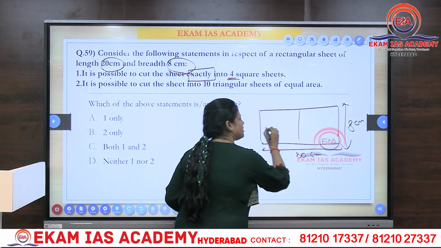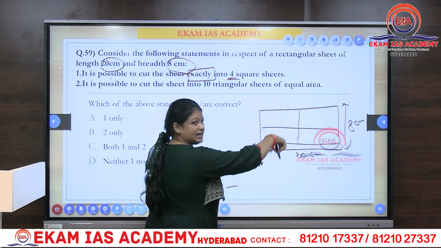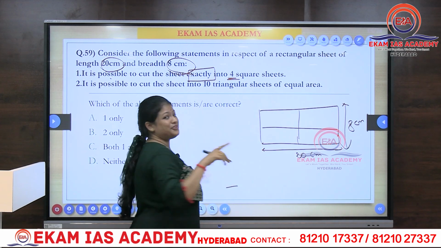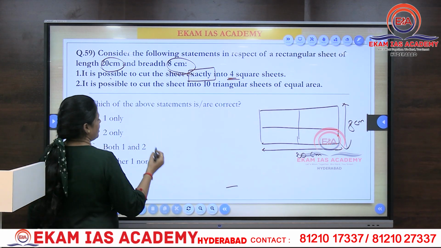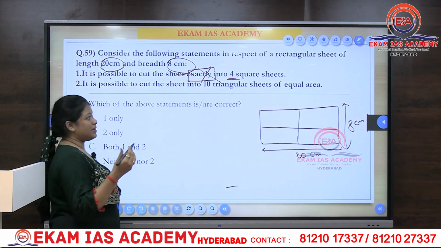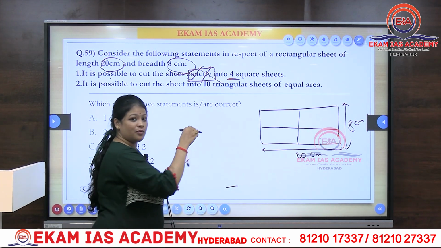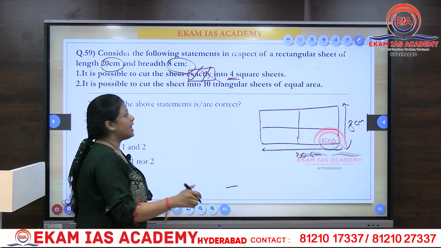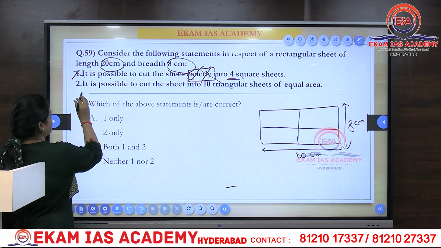We cannot cut it. If we cut it exactly, it will be 10 into 4. Okay. So 10 into 4 is not a square, it is a rectangle. If exactly was not given, it could be cut into 4 square sheets. Yes. Since there is exactly in the question, this option would be wrong. Fine. Next, point number 2.